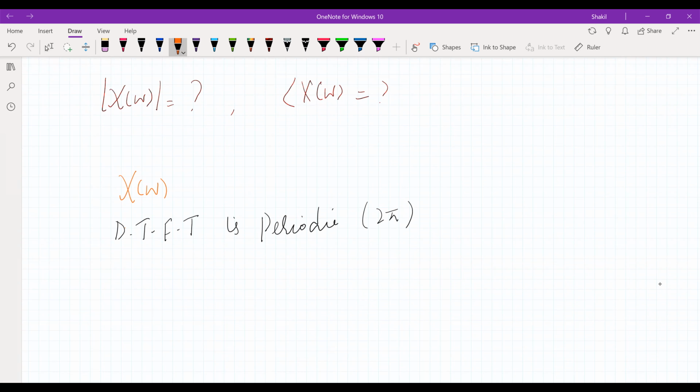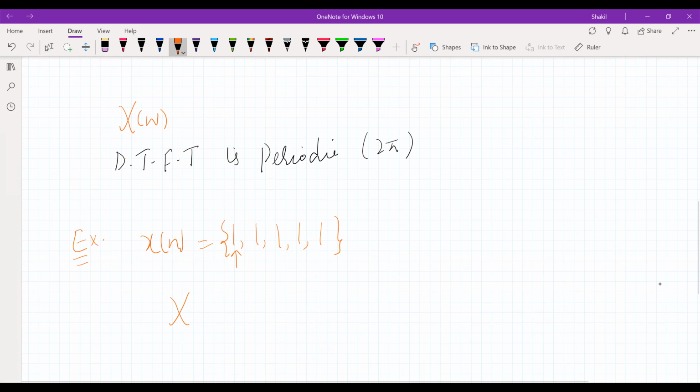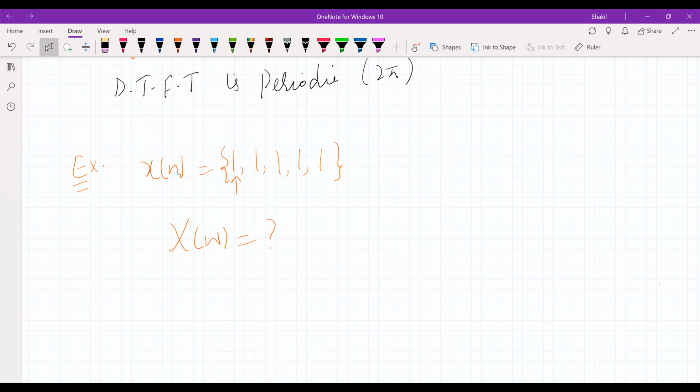Now, here's a little assignment for you guys. Please try to do this at your place. Suppose x of n is 1, 1, 1, 1, 1. Determine x of omega of the signal. Then plot the magnitude spectrum of x of omega and the phase of this. So plot this in MATLAB.